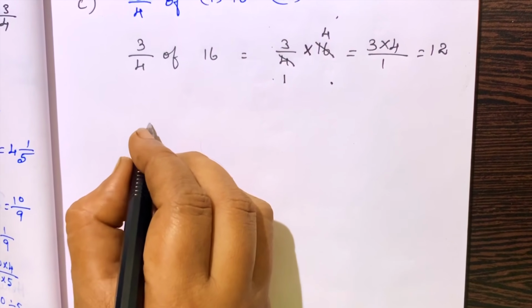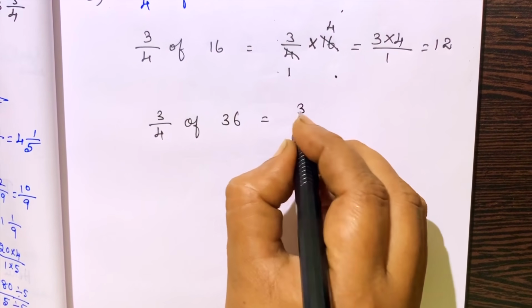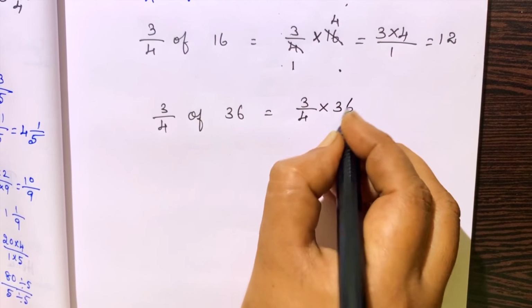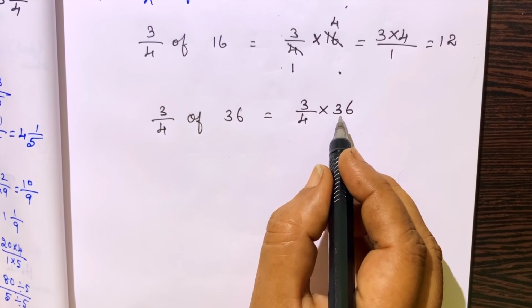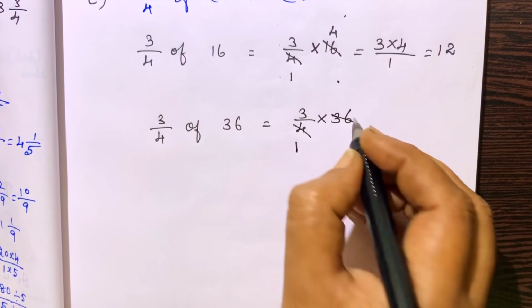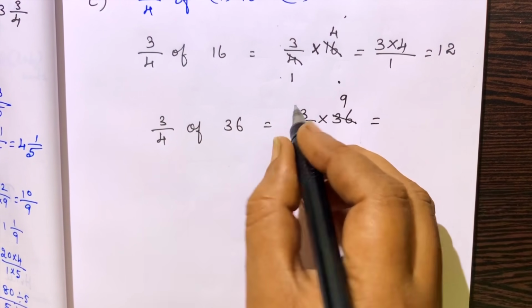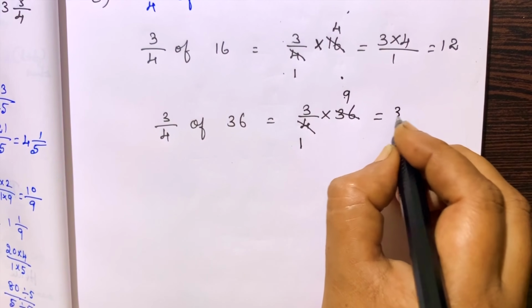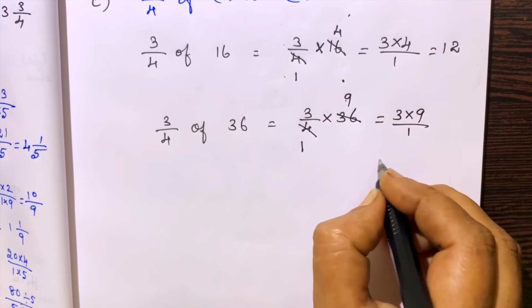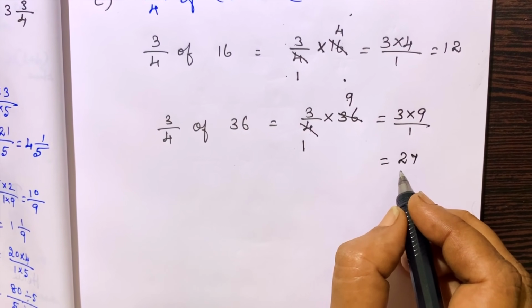Same like that, 3 by 4 of 36 is equal to 3 by 4 into 36. Here also 36 will be divisible by 4. So here 1, here 9. 9 4s are 36. So is equal to 3 into 9 by 1, is equal to 27 by 1, is equal to 27.